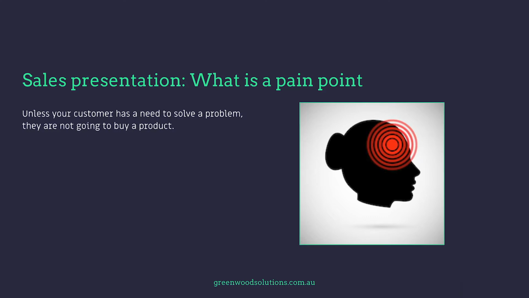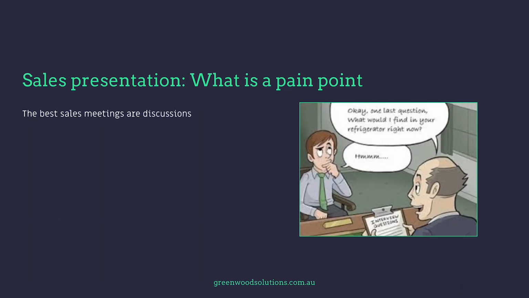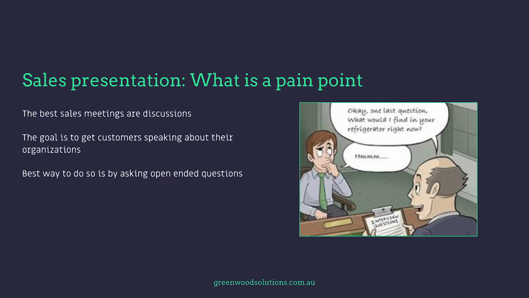Unless your customer has a need to solve a problem, they're not going to buy a product. Customers sometimes buy things without thinking through what they actually need. But often there is an underlying reason, even if the buyer doesn't bring it to the surface. The trick is to identify these pain points, but how? The best sales meetings are discussions, and the goal is to get customers speaking about their organisations. The best way to do so is by asking open-ended questions.